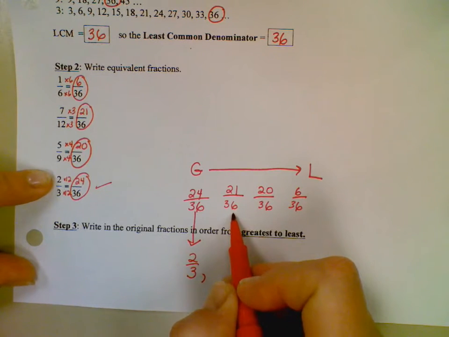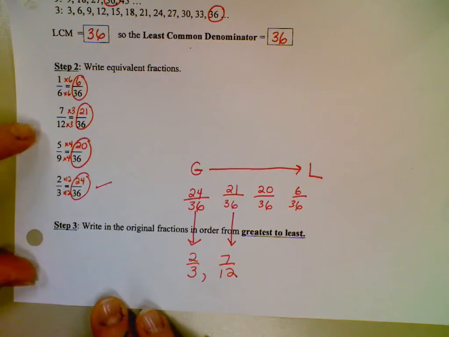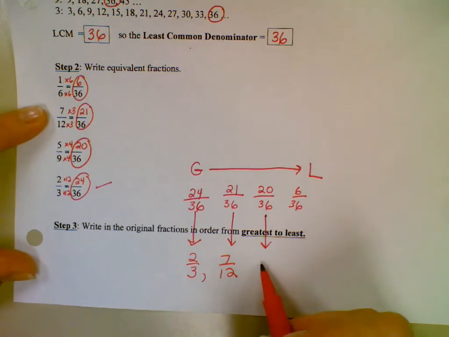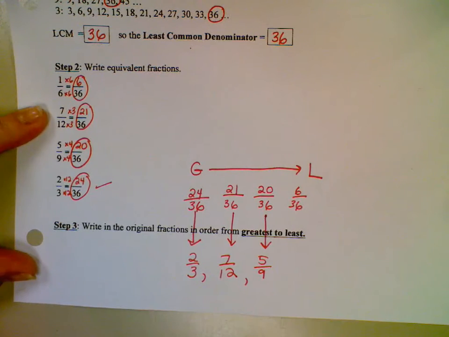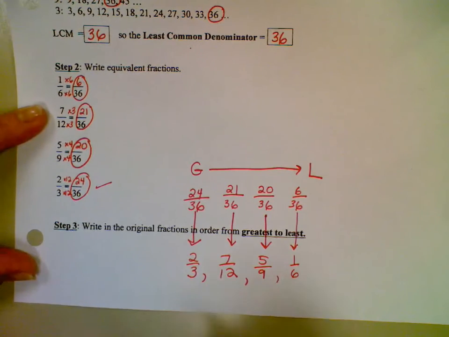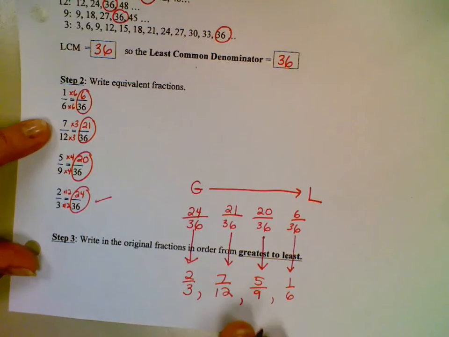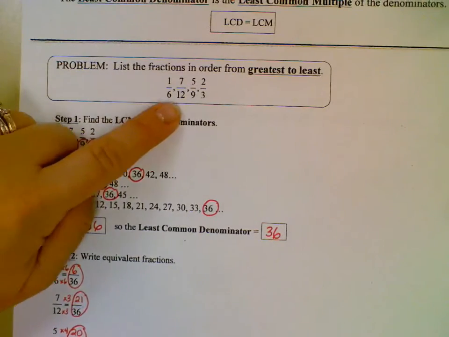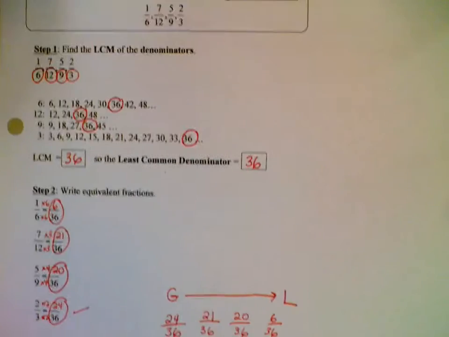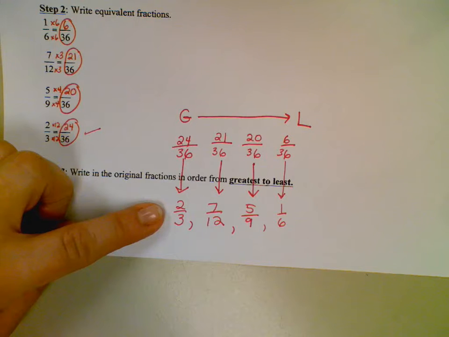And then 21/36 started out as 7/12. Look up here. My 20/36 started out as 5/9. And my 6/36 started out as 1/6. So that allowed me to put my original 4 fractions, which were listed at the top of our paper: 1/6, 7/12, 5/9, and 2/3, into greatest to least order. I ended up with 2/3, 7/12, 5/9, and 1/6.